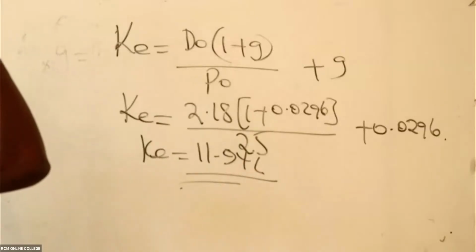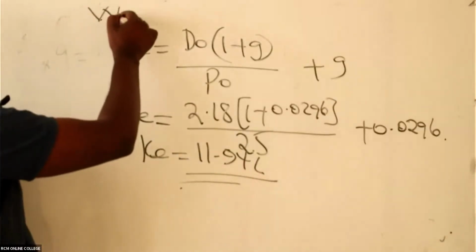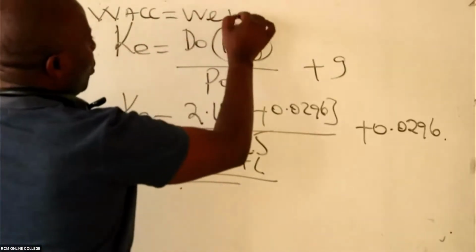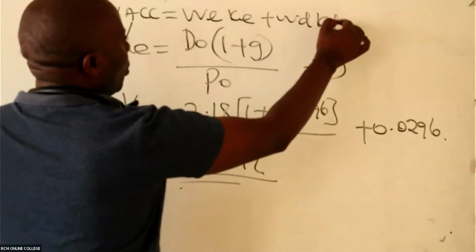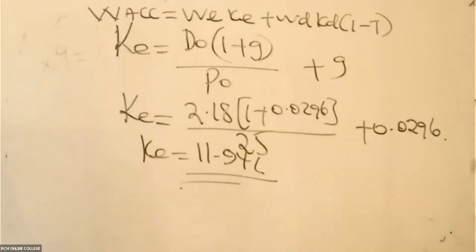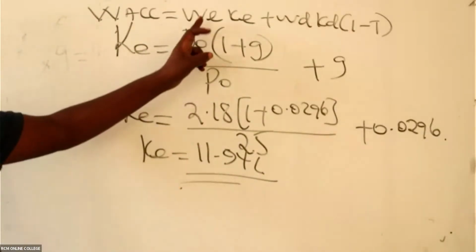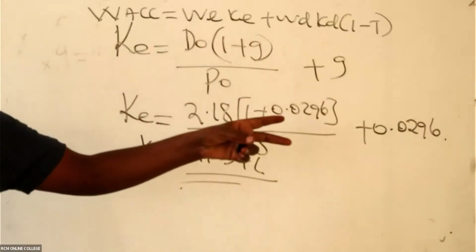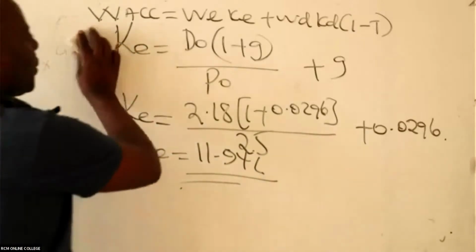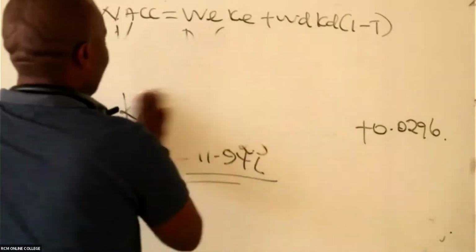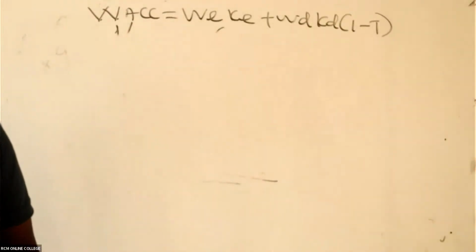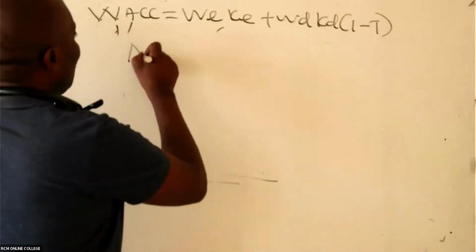Now remember, we are getting what we call WACC. And how do we get WACC? It is weight of equity times cost of equity, plus weight of debt times cost of debt, into 1 minus tax. So now the only thing I need to do is to get the market value weights.